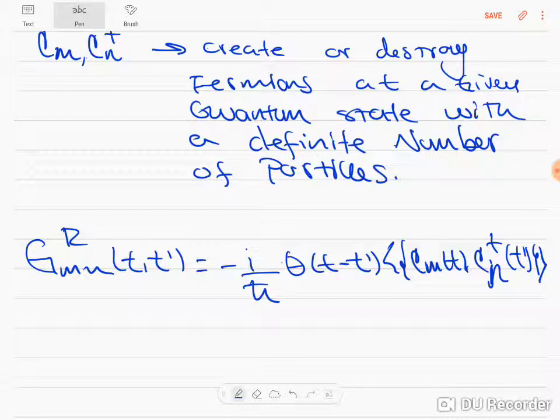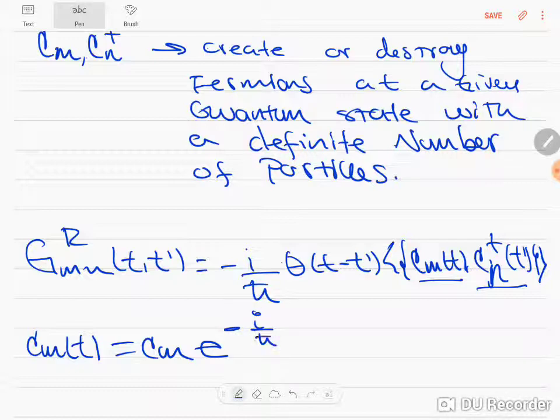In the particle number basis, we have the following rules for quantum dynamics that we derived in the video for the Heisenberg equation of motion. So we have that Cm of t is just Cm, which is the operator C in the Schrödinger picture, accompanied by a phase factor given by minus I over h bar.